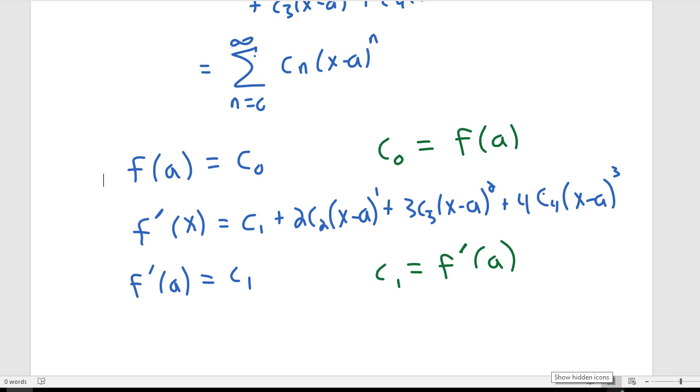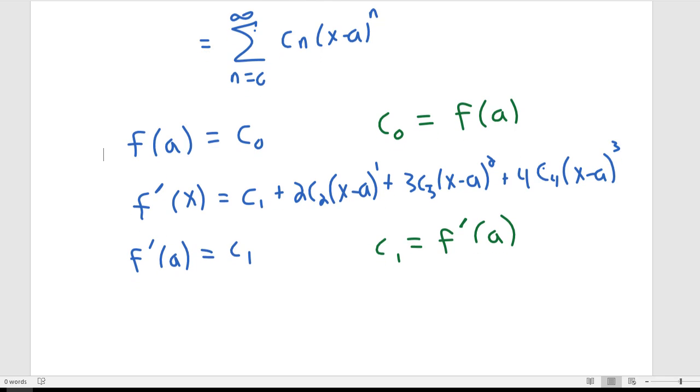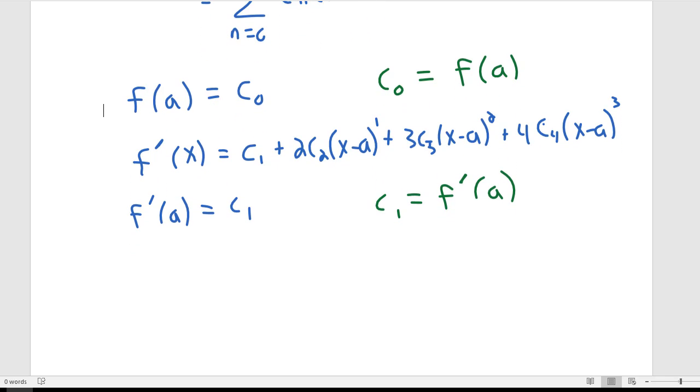So let's keep doing this a couple more times. I want the second derivative of the function to equal the second derivative of the series, the infinite polynomial. So let me scroll down a little bit here. Here's the first derivative, so let's find the second derivative.